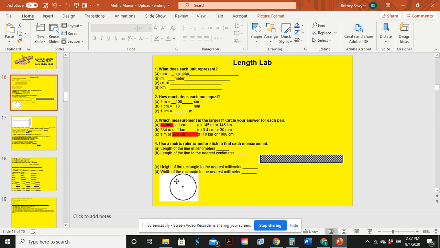Okay, so you're going to take and you're going to measure this, and you're going to tell me what is the height of it, and then again the width of it. Okay.